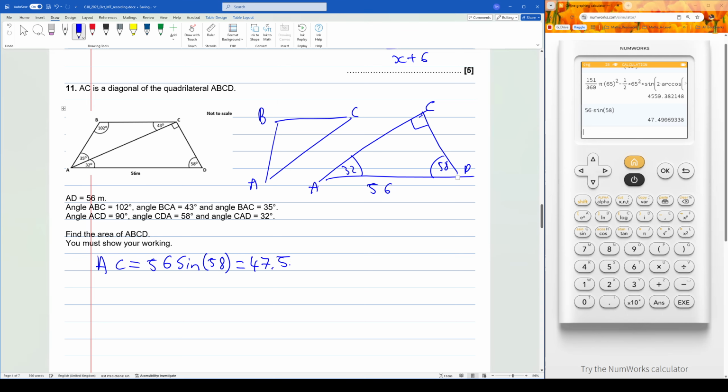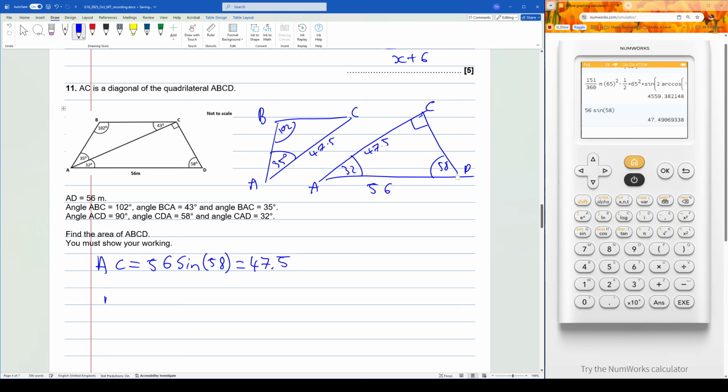47.5, good enough. So 47.5. I say good enough because I know that if I'm going to use that number, I'm going to copy it from my calculator. So I know that I'm going to be accurate as far as the calculator is concerned. So now I know that that's 47.5. I now need to find one more side on this. Doesn't particularly matter which one. I think I like the idea of finding AB.